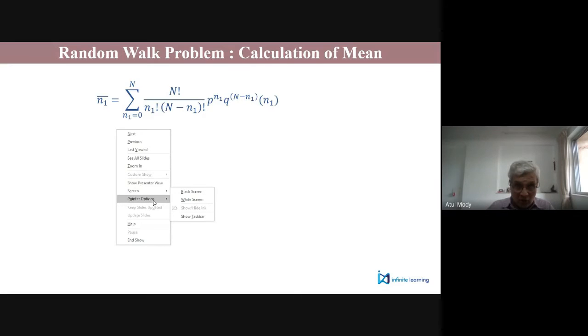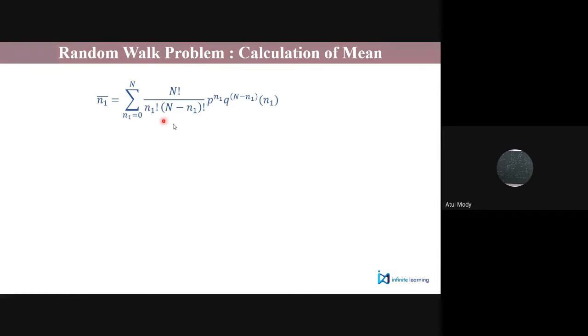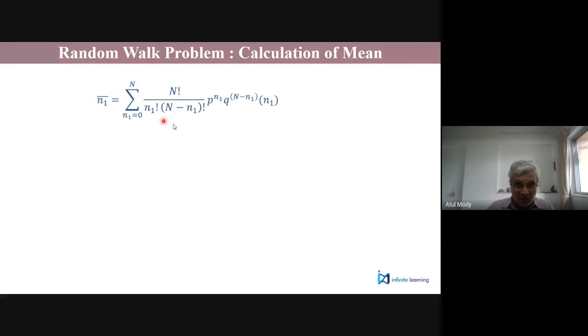So except for n1, what I have is the probability function. So if there was no n1 here, the summation would be 1 anyway. But if I put n1, which means I am finding the average of n1, that is n1 bar. So n1 bar is the average number of steps taken in forward direction. What is the meaning of average number of steps in forward direction?